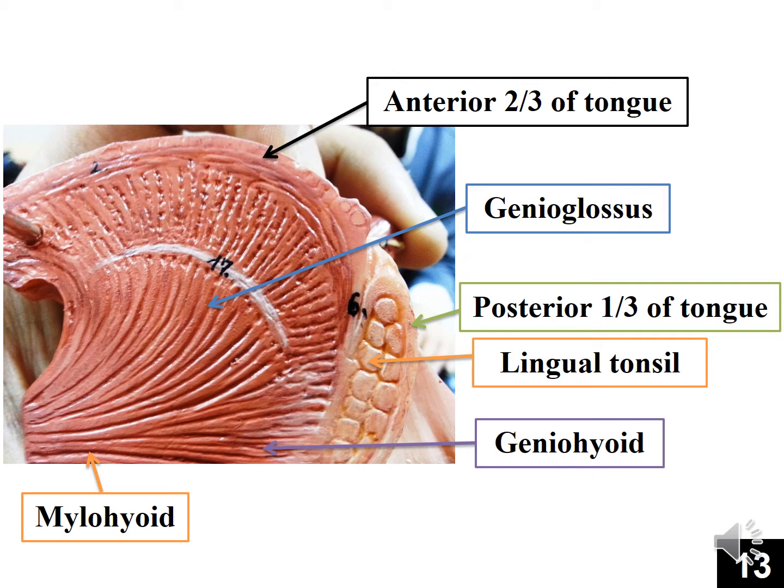Here the anterior two thirds of the tongue shows you the genioglossus, and notice the different fibers. The anterior fibers are nearly vertical, the middle fibers oblique, and the posterior fibers horizontal. Below it you can see the geniohyoid between the genioglossus and the mylohyoid. Also you can see the posterior third of the tongue, and notice this is the lingual tonsil, an aggregation of lymphoid tissue.